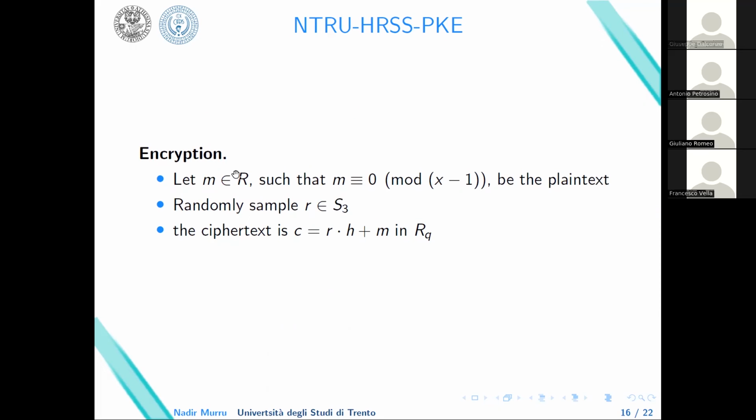For the encryption procedure, we can take a plain text M as a polynomial in the ring R. And for encrypting it, you randomly sample a polynomial R here, and the ciphertext is just given in this way. So you multiply the public key by R, and you sum the plaintext M. All these calculations are performed in the ring R and modulo Q.